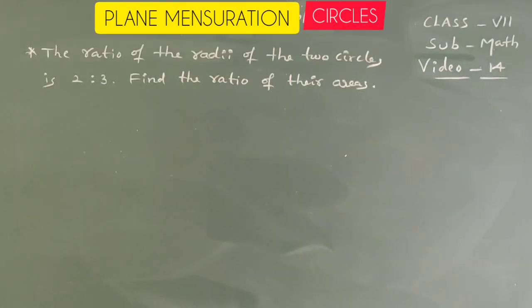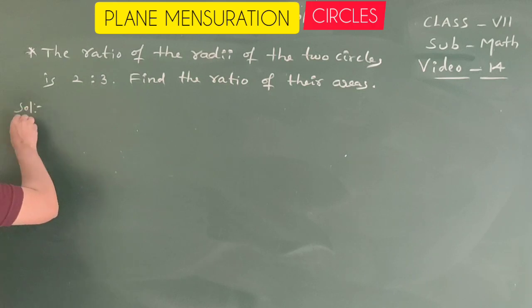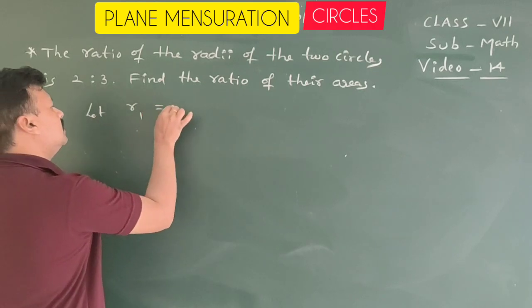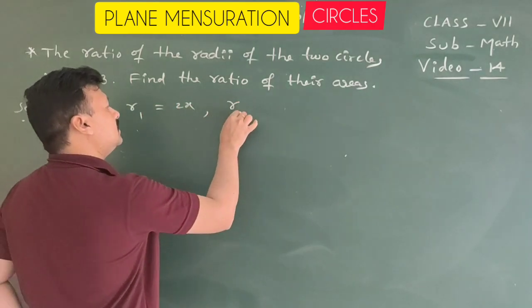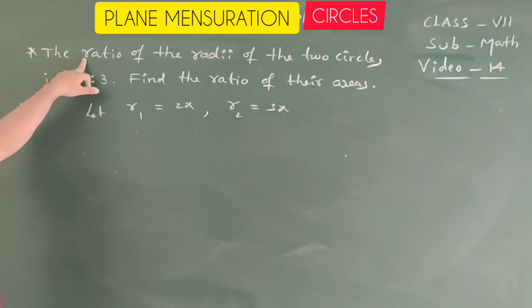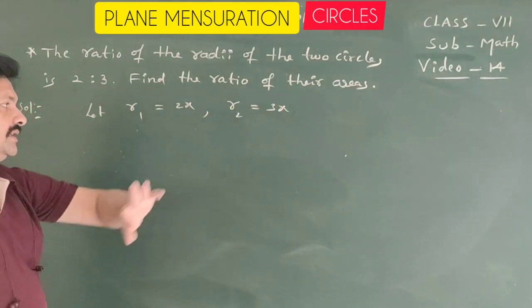Next, the ratio of radii of two circles is 2:3. Then find the ratio of their areas. Let R1 equal to 2x, R2 equal to 3x. Let the radius of the first circle be R1, radius of the second circle be R2. They are in the ratio 2:3, that's why 2x and 3x.